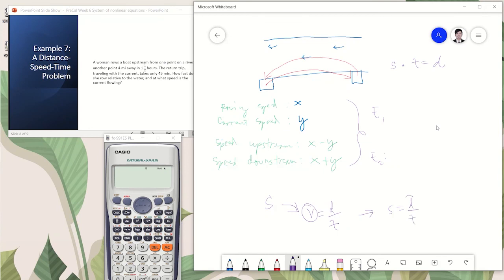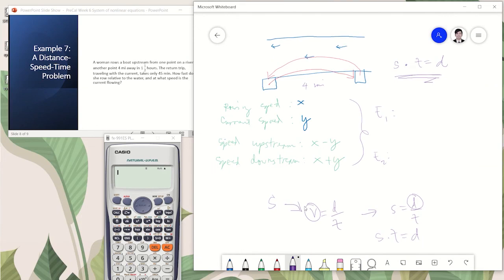And if we try to isolate the d, we need to multiply both sides with t. So it will turn out to be s times t. So that is still applicable until now. So speed times time is equal to distance. With that in mind, we already know that the distance from this point to here is 4 miles.